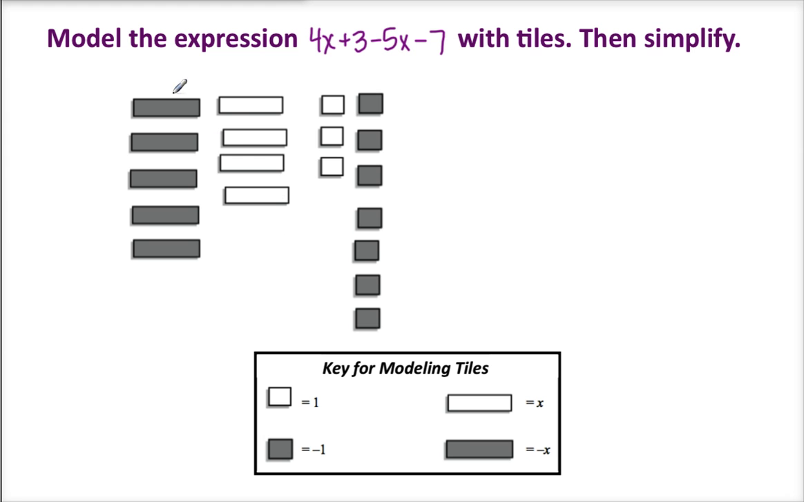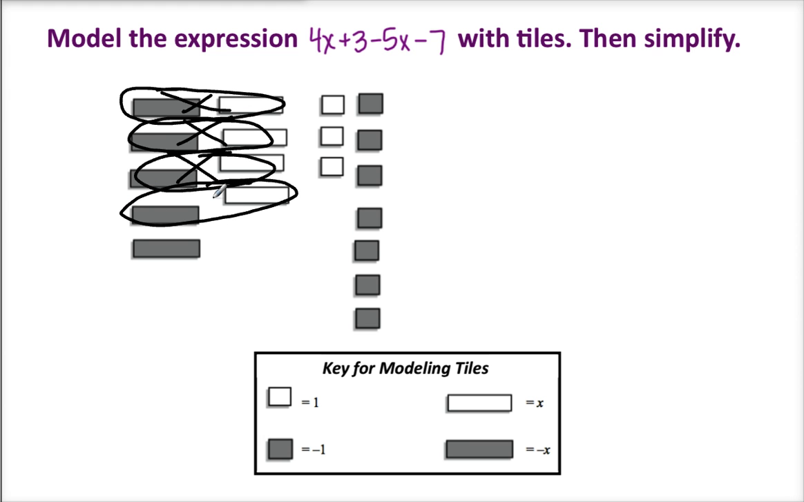So, zero pairs. There's an x and a negative x. These combine to be 0. There's an x and a negative x. Those combine to be 0. There's another 0 pair, and there's another 0 pair. Okay, now let's look at our 1 tiles, our 1's and negative 1's. A 1 and a negative 1 combine to be 0. 1 and a negative 1 combine to be 0. 1 and a negative 1 combine to be 0.